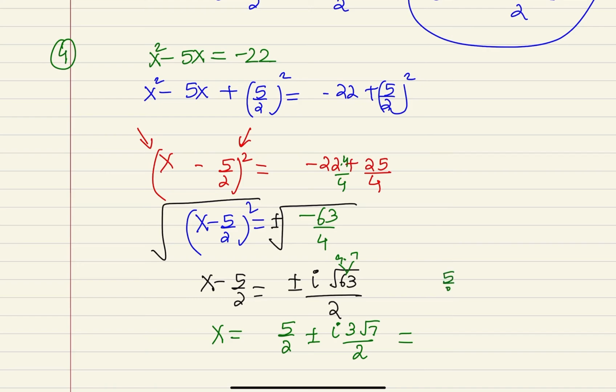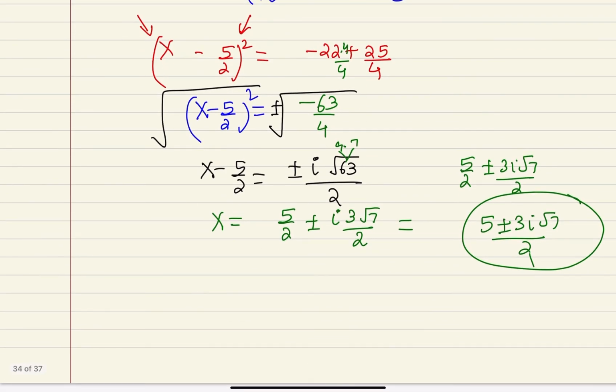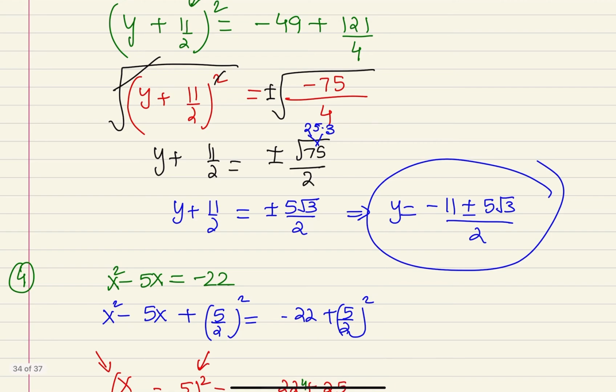So rewriting it in a bit cleaner form, or we can write it as a single expression. 5 halves plus minus 3i root 7 divided by 2, or 5 plus minus 3i root 7 divided by 2. There's our solution to this quadratic equation. We solved it using completing the square method. I have a separate video on the completing the square method and coming up with the quadratic formula. How do we complete the square on a quadratic equation in the standard form? But that's not discussed in this video.